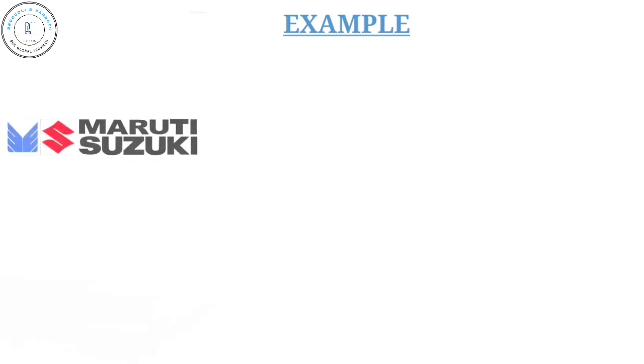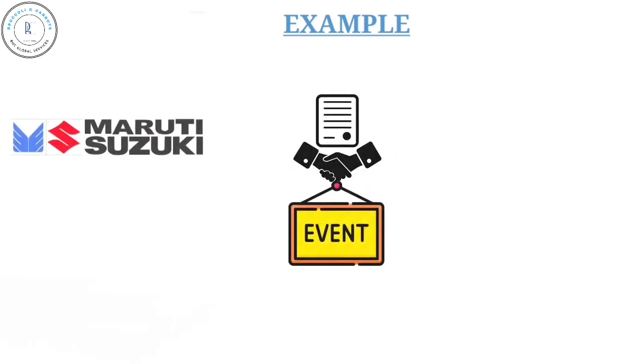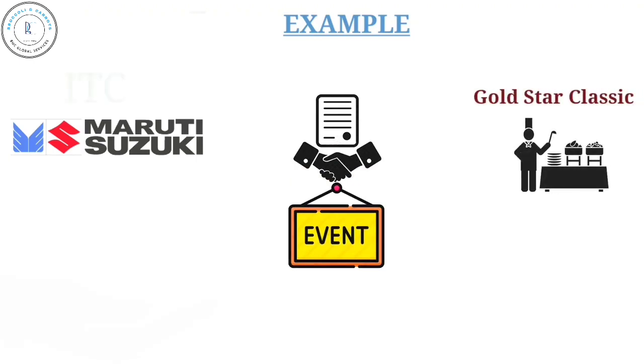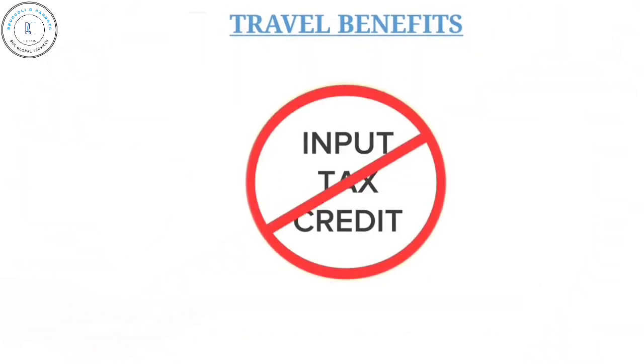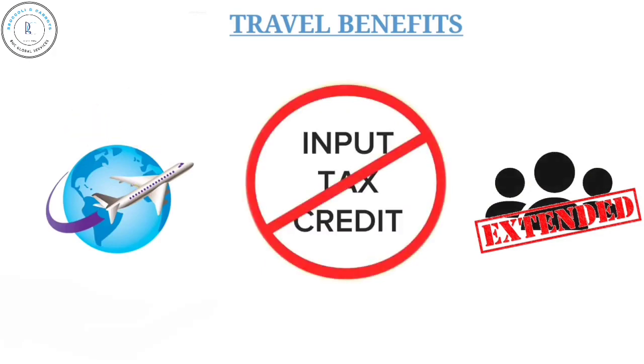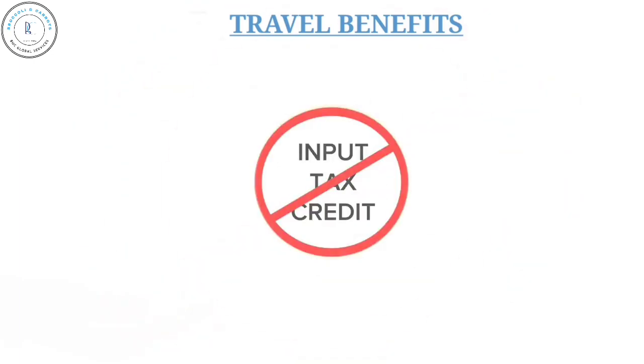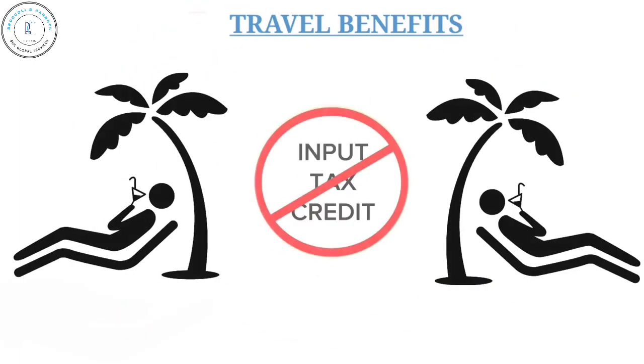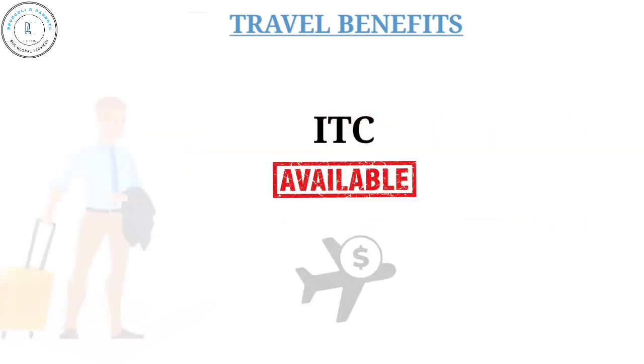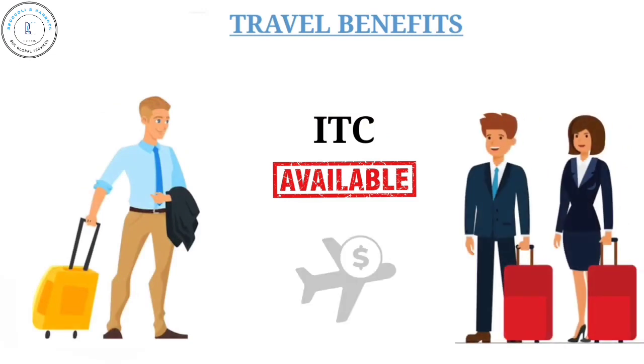Example: Maruti Suzuki enters into an agreement for organizing an event for its distributors, along with catering with Gstr Classic. ITC is available to Maruti Suzuki, as Gstr is giving a composite supply of goods and services. Travel benefits. ITC is not available in the case of travel benefits extended to employees on vacation, such as leave or home travel concession. ITC is not available on travel holiday package given to the employees. ITC is available on travel expenses by director or employees for business purposes.